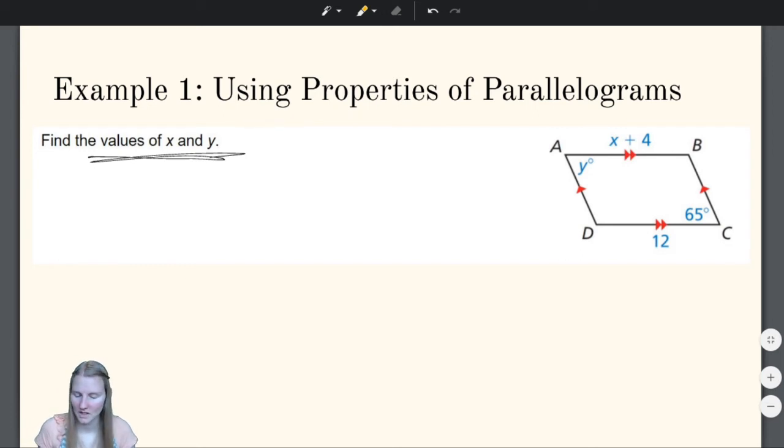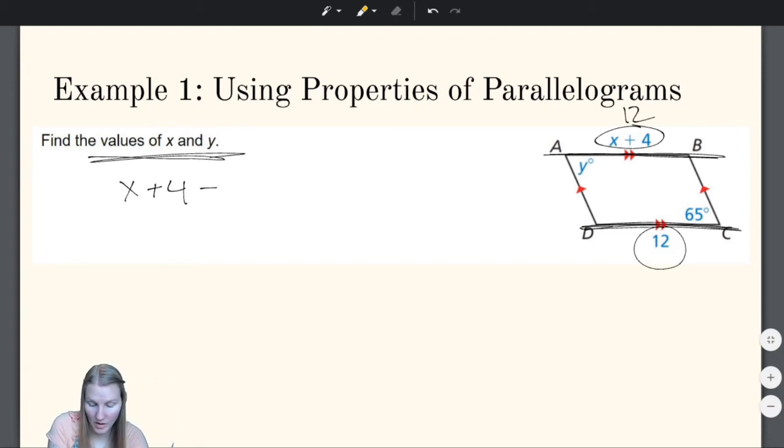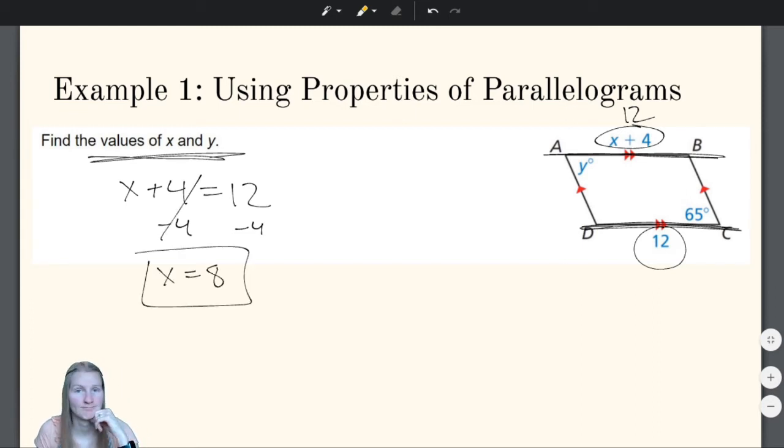So, find the values of x and y. Well, let's see. X plus 4 is this side AB right here. Well, in a parallelogram, opposite sides are congruent. So that means that if CD is 12, AB needs to be 12. So I know that x plus 4 has to be equal to 12. What does that make x? Minus 4 from both sides. X is 8. Boom. Done. Opposite sides are congruent.